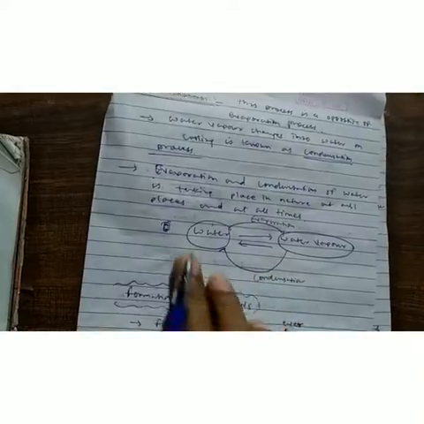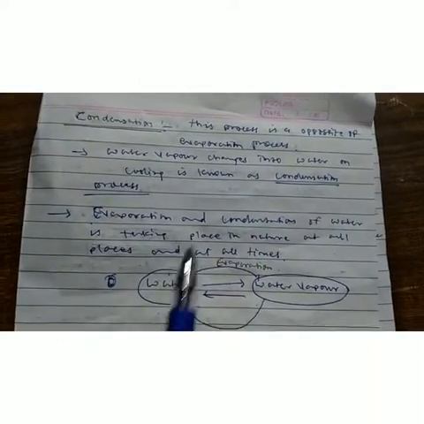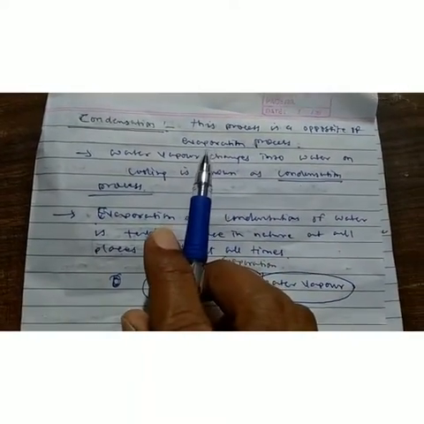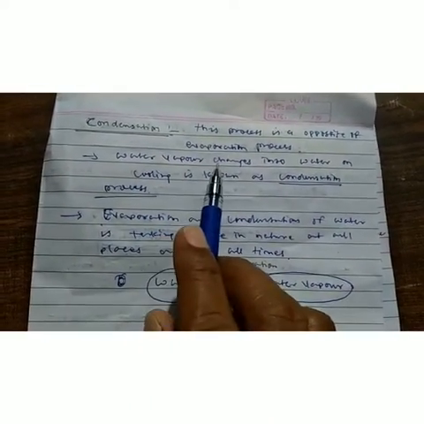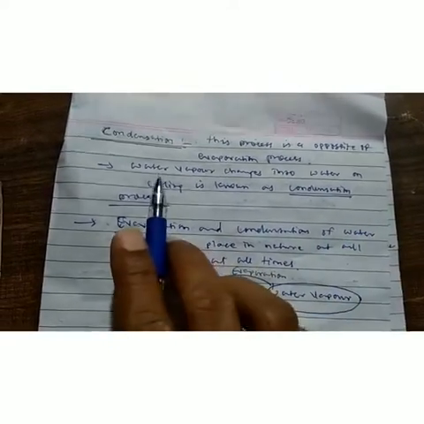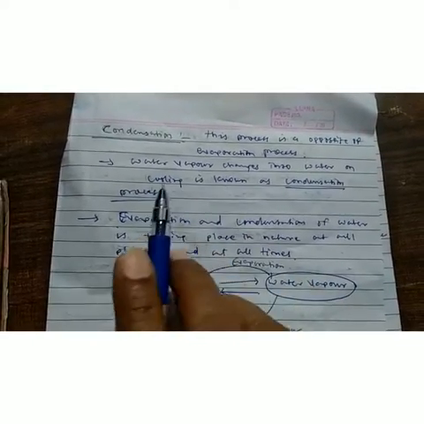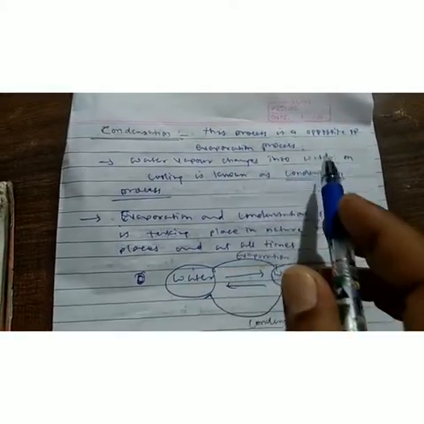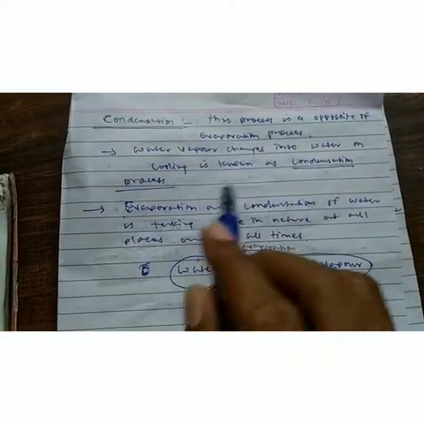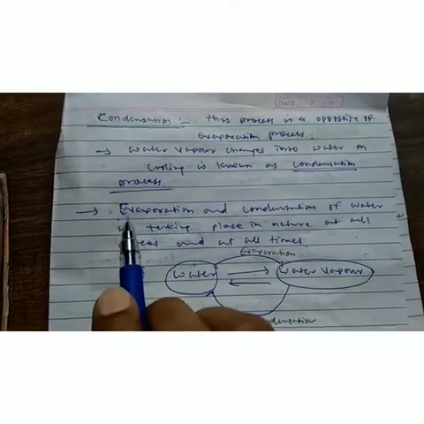Now the next point we will see is condensation. What is condensation? Condensation is the opposite process of evaporation. In evaporation, what happens? Water changes into water vapor. But in the condensation process, what happens? Water vapor changes into water. This process is the opposite of the evaporation process. Water vapor changes into water on cooling, and this is known as the condensation process.